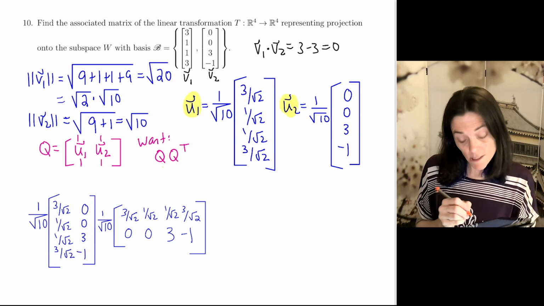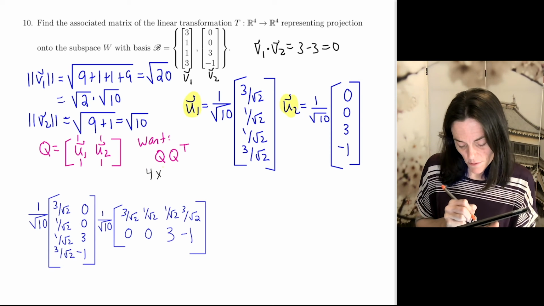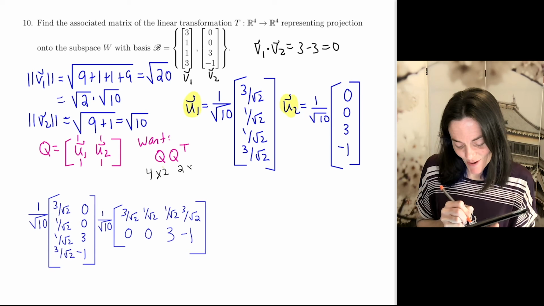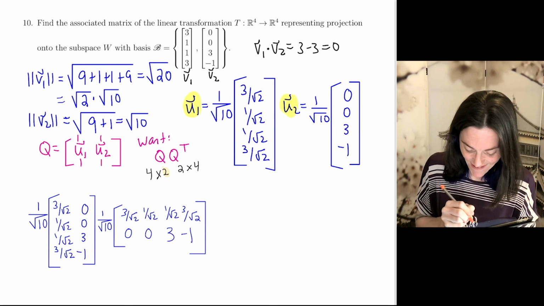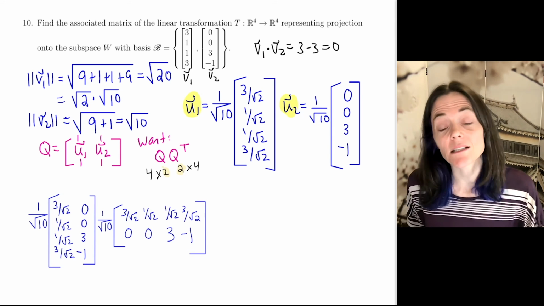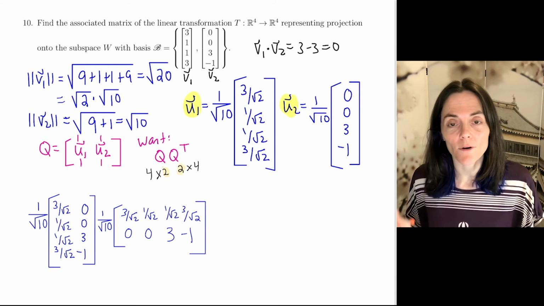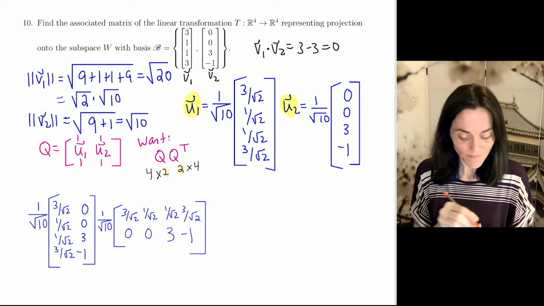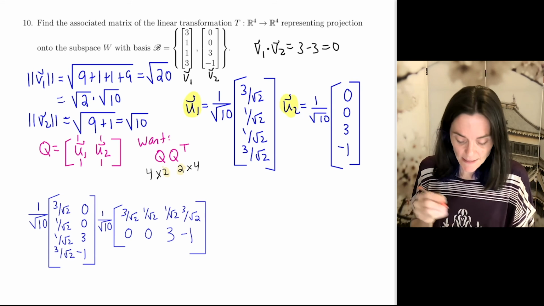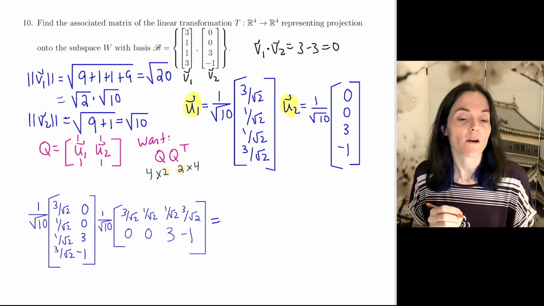Okay. Well, before we actually multiply these two matrices, let's just check size. You see Q has 4 rows and 2 columns, and Q transpose has 2 rows and 4 columns. Without a doubt, the product is defined. Moreover, the product is 4 by 4. This is what we're looking for, a map that goes from R4 to R4. So let's multiply these two matrices, and then this will be our final answer.